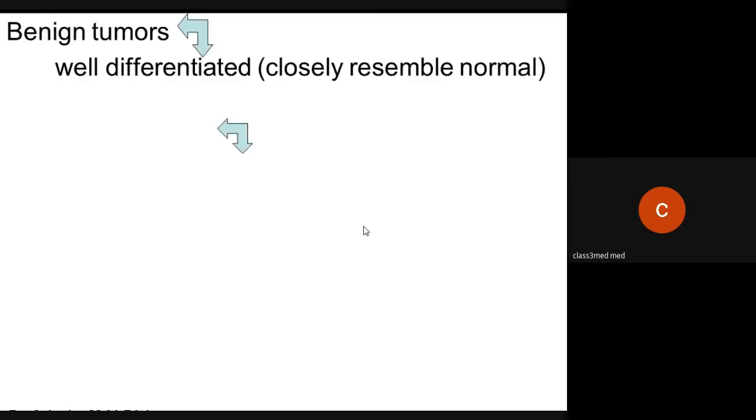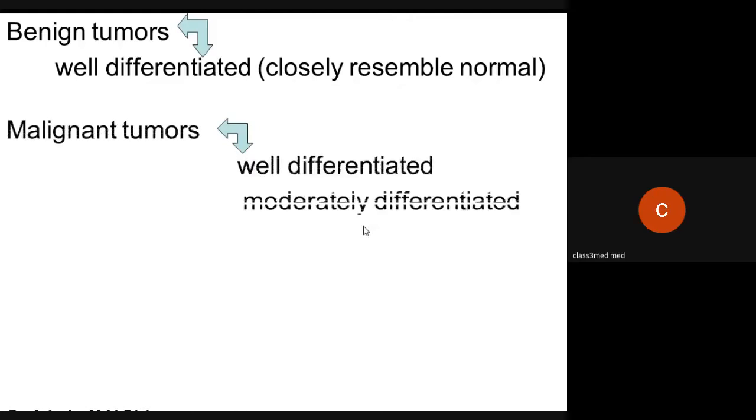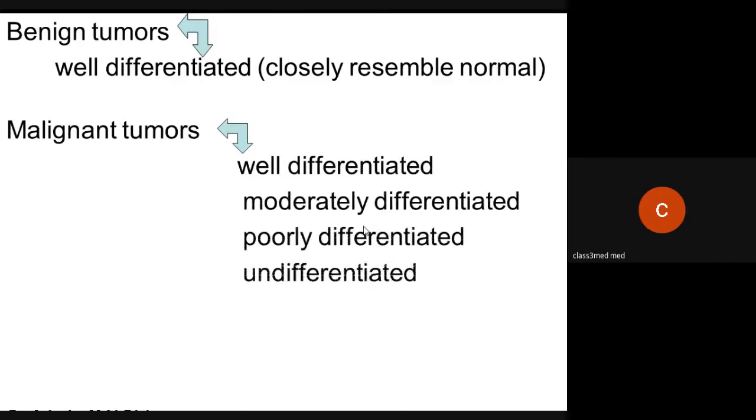All benign tumors are well differentiated. When I say the tumor is well differentiated, this means that the tumor is closely resembling the comparable normal cell, both functionally and morphologically. Okay? While the malignant tumors could be well differentiated, closely resembling the normal tissue, morphologically and functionally, and it could be undifferentiated.